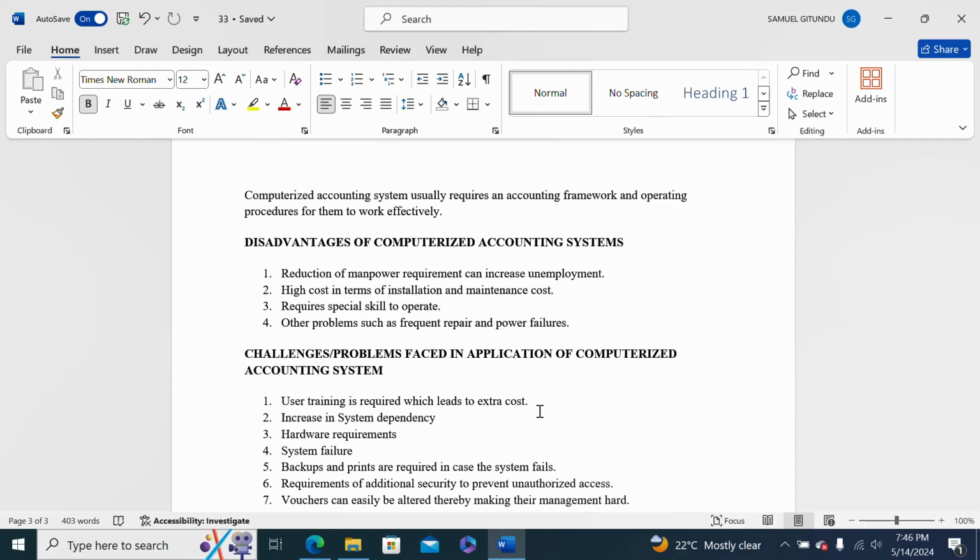The next challenge is increase in system dependency. You are depending on the system, and when there's a system failure, you find that production goes low. Sometimes, for those who file returns, they find that the ITAX system is down, and that is an example of the challenge that we're talking about.